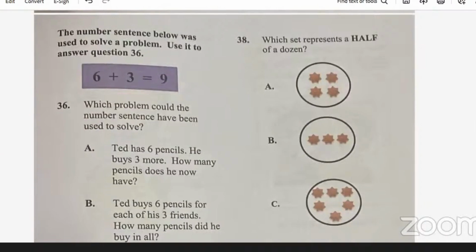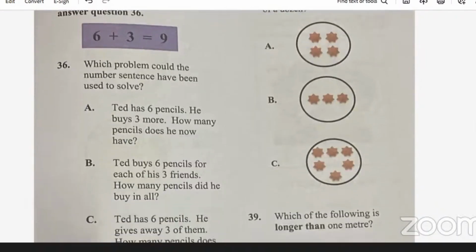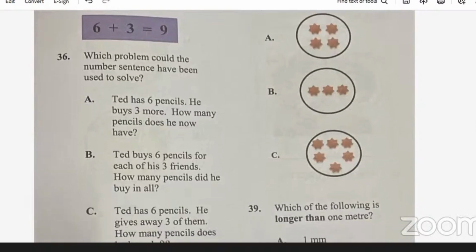All right. The number sentence below was used to solve a problem. Use it to answer question 36. 6 plus 3 equals 9. Which problem could the number sentence be used to solve? All right, let's look at A. Ted has 6 pencils. He buys 3 more. How many pencils does he have? So 6, and he buys 3 more, right? So we want to know how many he would have now. All right, so that one seems to be the answer, but let's look at the other 2.